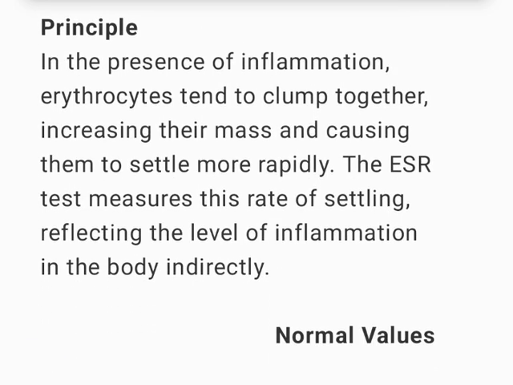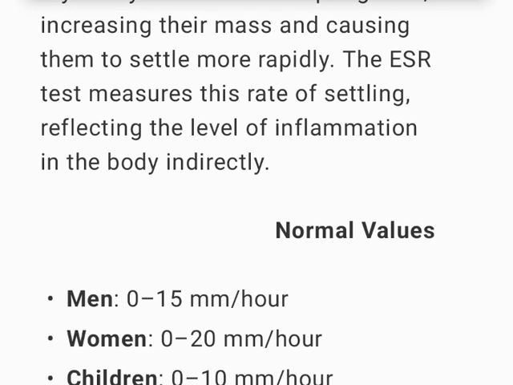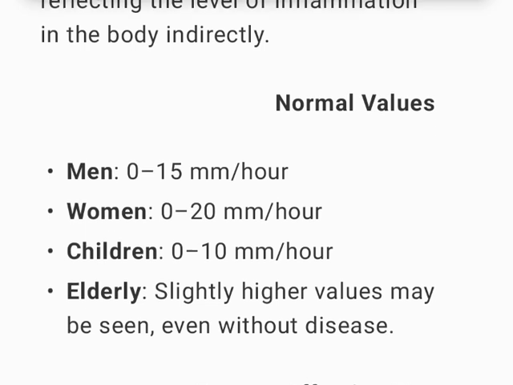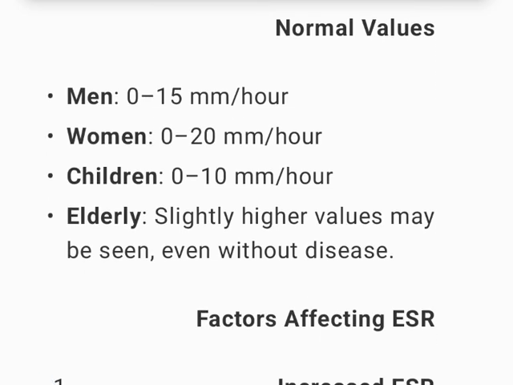Principle. In the presence of inflammation, erythrocytes tend to clump together, increasing their mass and causing them to settle more rapidly. The ESR test measures this rate of settling, reflecting the level of inflammation in the body indirectly. Men 0 to 15 millimeters per hour, women 0 to 20 millimeters per hour, children 0 to 10 millimeters per hour. Elderly, slightly higher values may be seen even without disease.